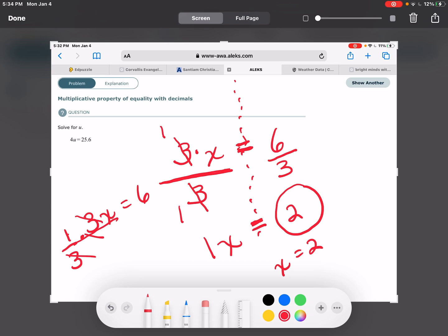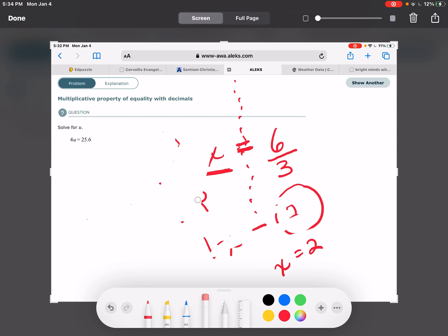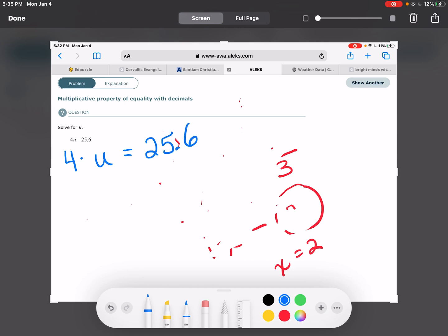I like to keep things simple, so I'll erase this, and we'll talk about the actual problem that's here. I like to keep things simple by doing this the same way every time. So, 4 times u equals 25.6. I'm just going to make that a little bigger for myself here. We don't really care about the decimals. It's really no big deal.